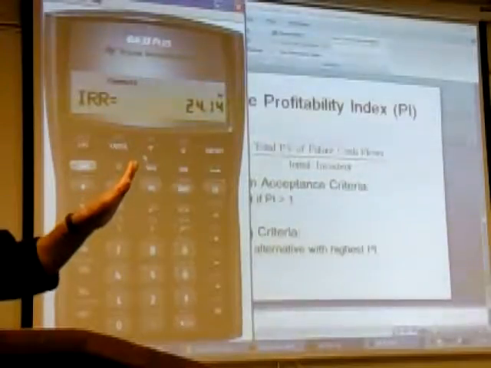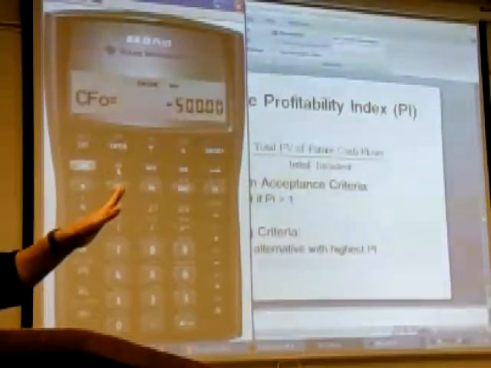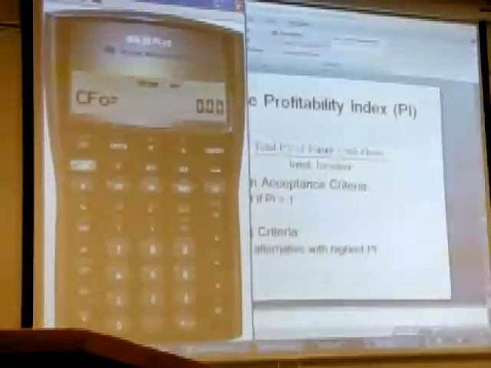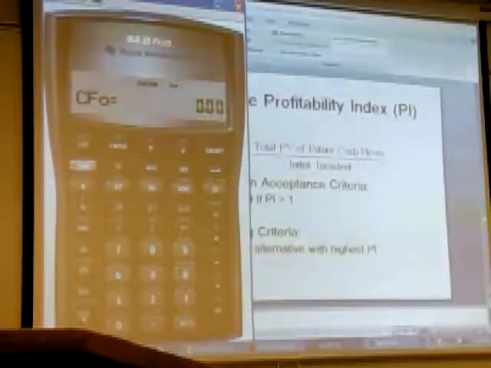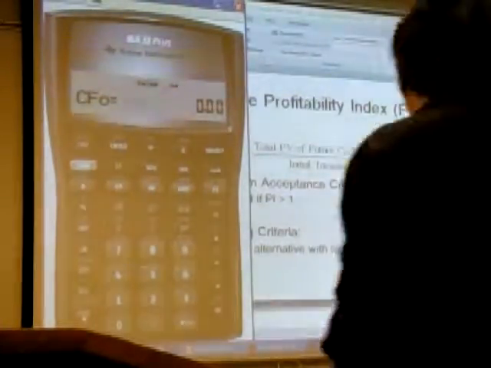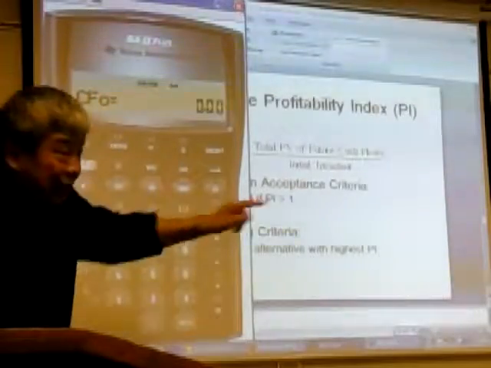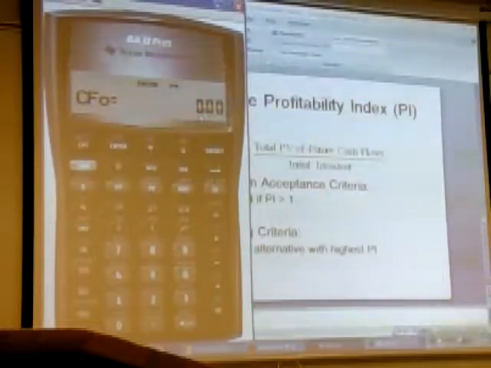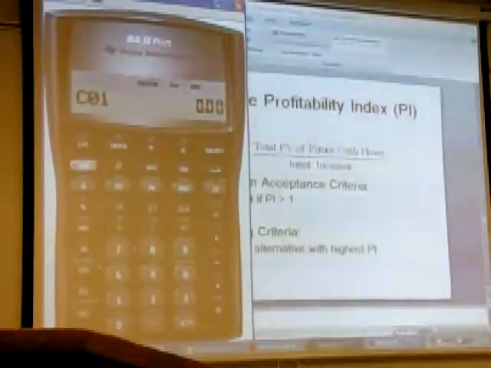Obviously, we need to go to the cash flow analysis using the CF key. Then clear work. So what do you calculate here? You calculate the present value of all cash inflows. First, we calculate the present value of cash inflows, which is the benefit. So I leave CF0 as 0. Then move to CF1. CF1 here is 50.